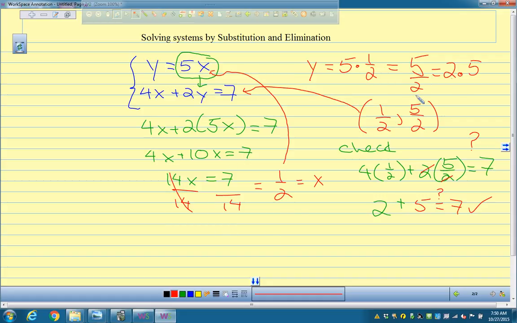So you should always check by plugging your solution into the one that you didn't use, well, into either equation to make sure it works, but really you should plug it into both equations.